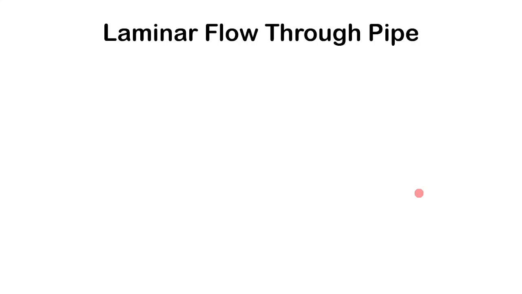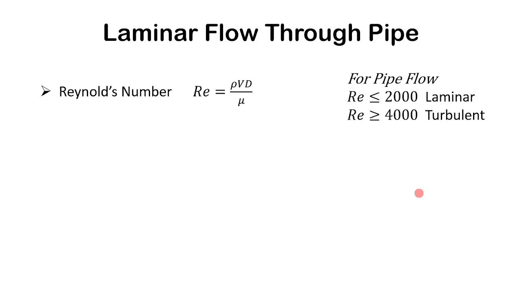How to identify whether the flow is laminar or turbulent in the pipe? For that we have Reynolds number. The Reynolds number is rho V D divided by mu. So rho is density, V is velocity, D is hydraulic diameter, mu is dynamic viscosity. And if Reynolds number is less, then the flow is laminar. For a pipe flow, the critical Reynolds number is 2000. So if Reynolds number is less than 2000, then the flow is laminar. If Reynolds number is more than 4000, then the flow is turbulent.